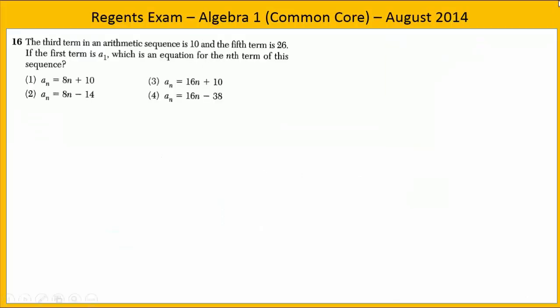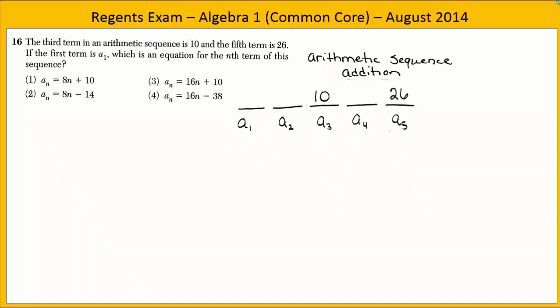In problem 16, we have an arithmetic sequence. Remember, an arithmetic sequence is a sequence that's characterized by repeated addition. We want to write an equation that can be used to find any term in the sequence. There are a couple of different ways we can do this. Let's take a look at these options. Let's see what the sequence looks like.